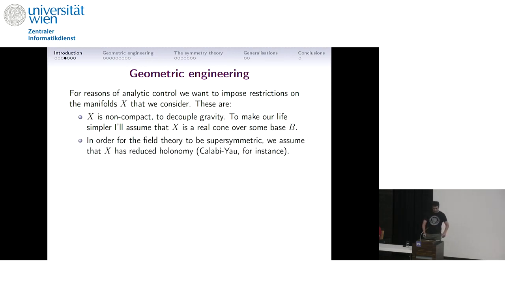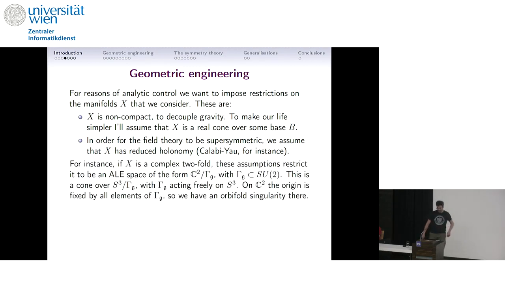In order for the field theory to be supersymmetric, I will also assume that, as usual, X is Calabi-Yau or something like that. In the simplest case, the one that we'll discuss in the talk, X is a complex twofold. So if you ask about non-compact complex twofolds, well, you have C2 mod gamma, with gamma a subgroup of SU(2). So this is a cone.